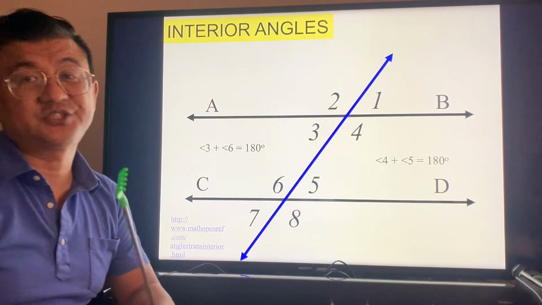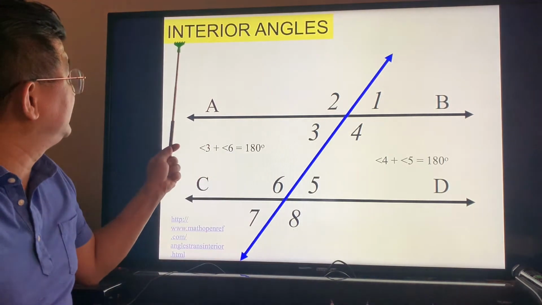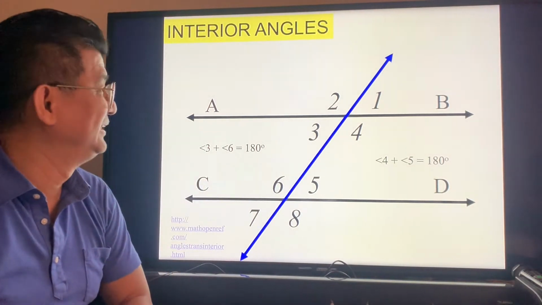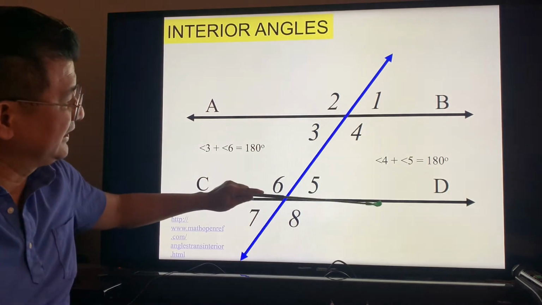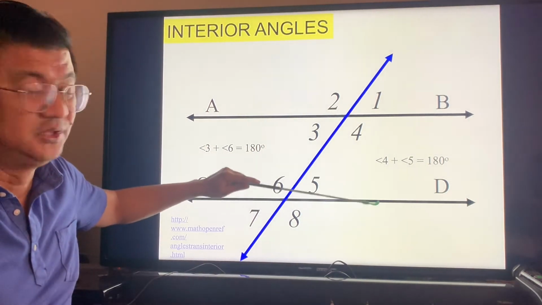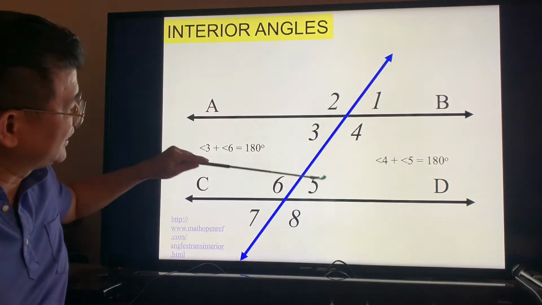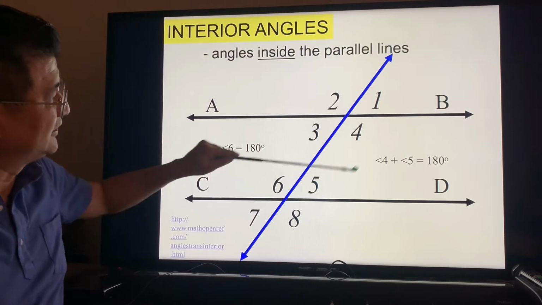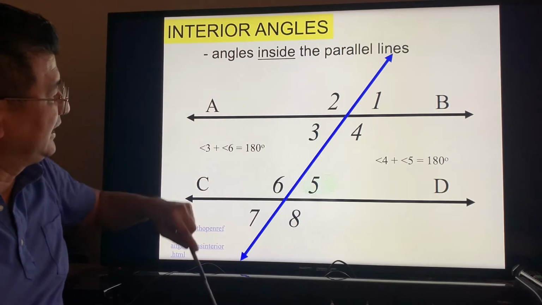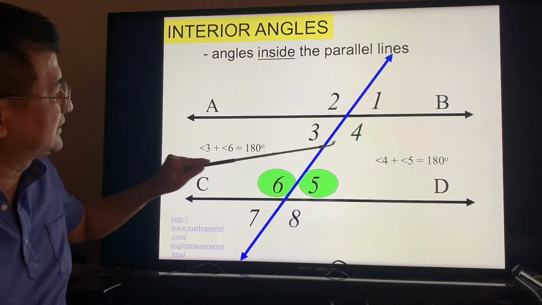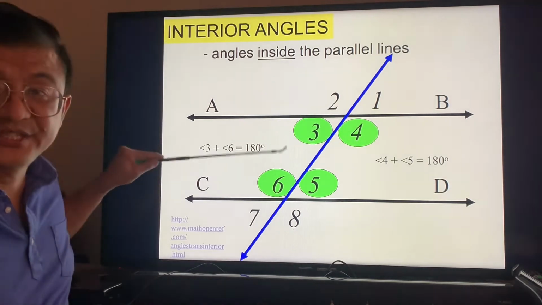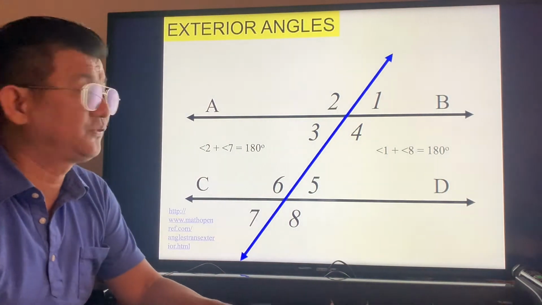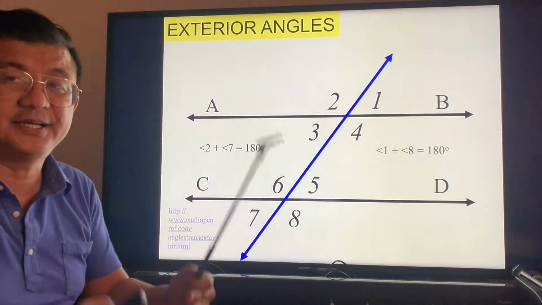Now, let's name first the interior angles. From the word in, inside, interior, inside angles. So think of this parallel line and the other parallel line as walls. And the walls are containing some angles inside. So which are inside the walls? These 4 angles. Angles inside the parallel lines, therefore 5, 6, 4, and 3. Interior angles.